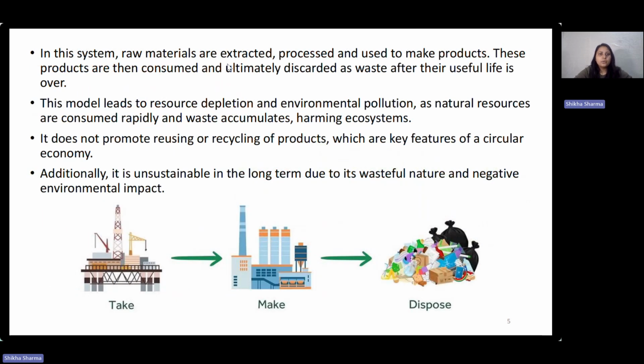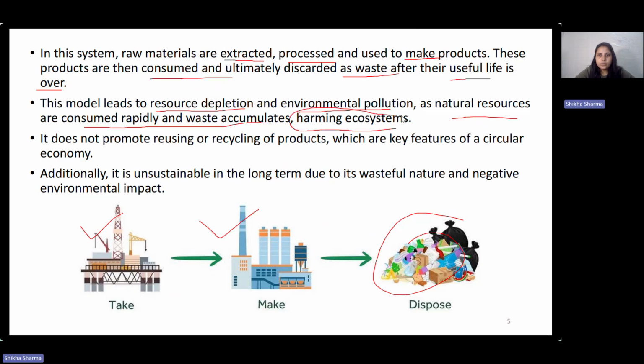In this system, raw materials are extracted and then processed and used to make food products or different products. These products are then consumed and ultimately discarded as waste after their useful life is over. So the resources will be taken, some product will be made, and it will be consumed. After that, it will be disposed of in the environment. This model leads to resource depletion and environmental pollution as natural resources are consumed rapidly and waste accumulates, and overall it will harm the ecosystem.